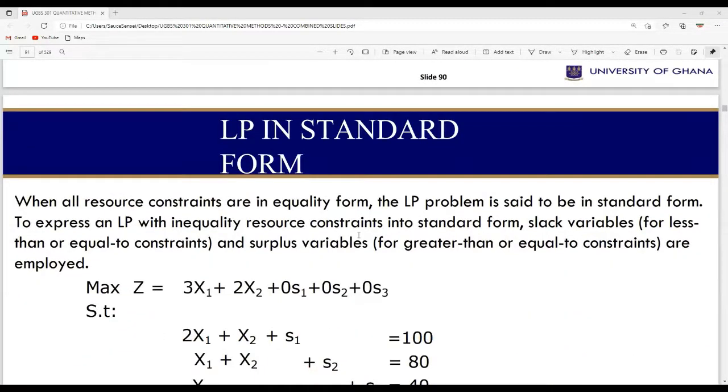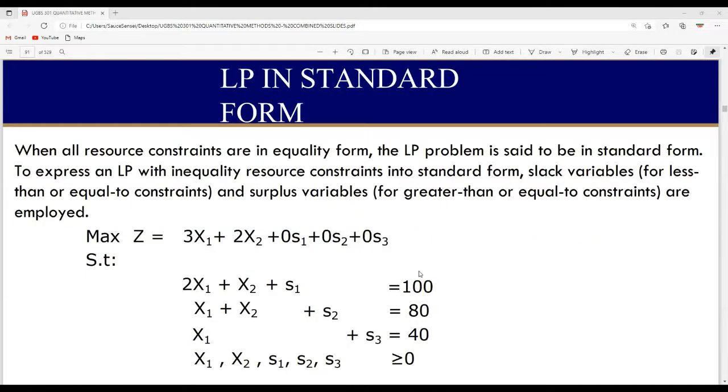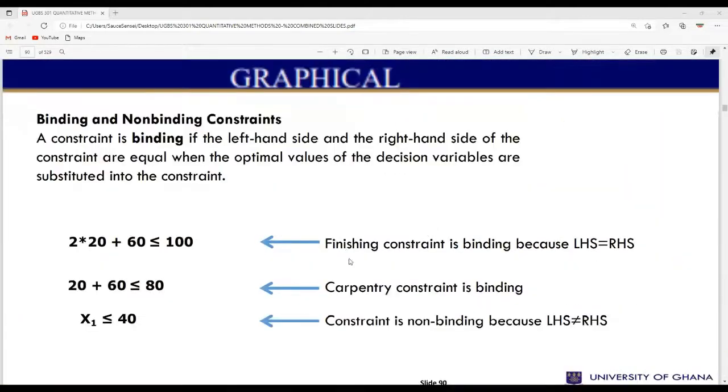All right, we have something like LP in standard form. LP in standard form means all resource constraints are in equality form. To express a linear programming problem with inequality resource constraints in standard form, slack variables for less than or equal to constraints and surplus variables for greater than or equal to constraints are employed. Now you see that our questions use less than or equal to, so it's not in the standard form.